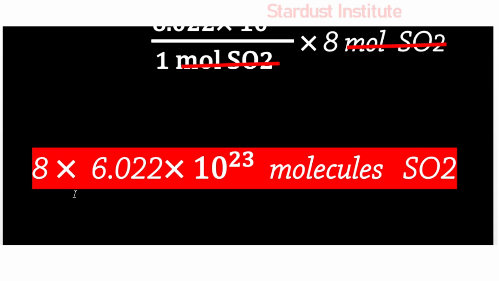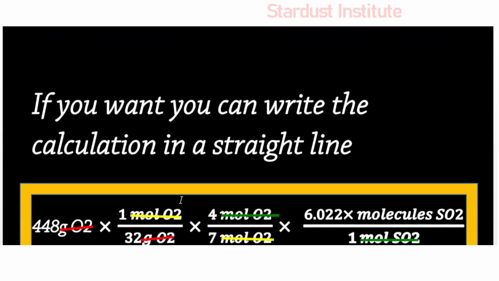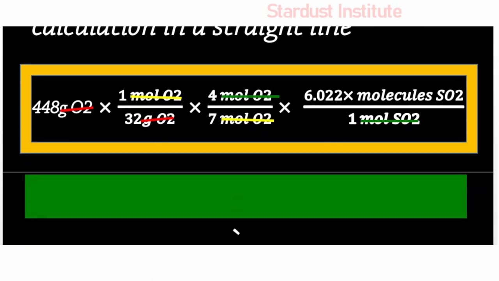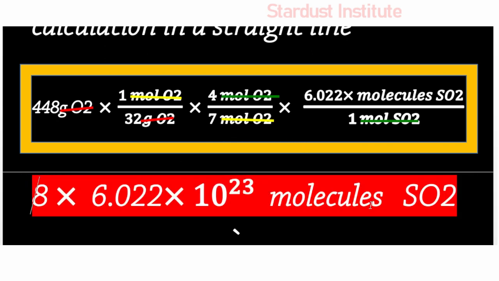8 times 6.022 times 10 raised to 23 molecules of SO2, our answer. If you want, you can write the calculation in a straight line in this way. At once you will not understand this method. Try to understand this method slowly. Using this method also you can get the same answer.